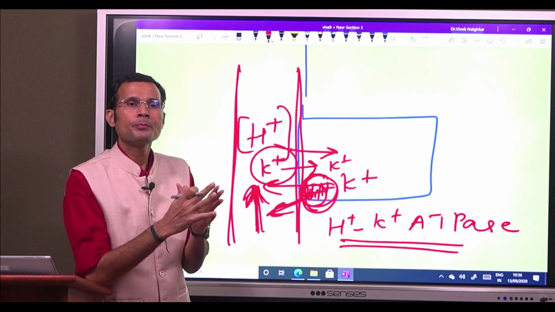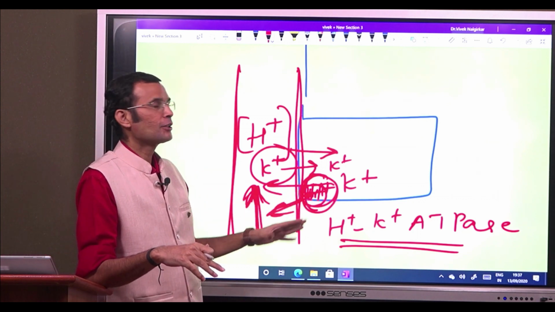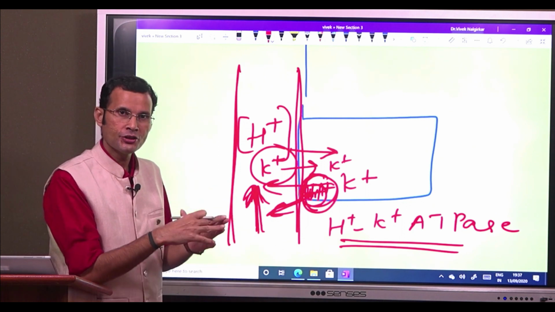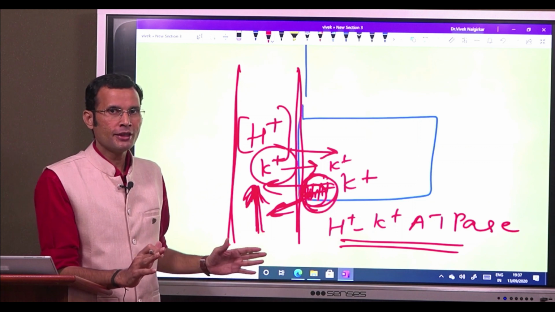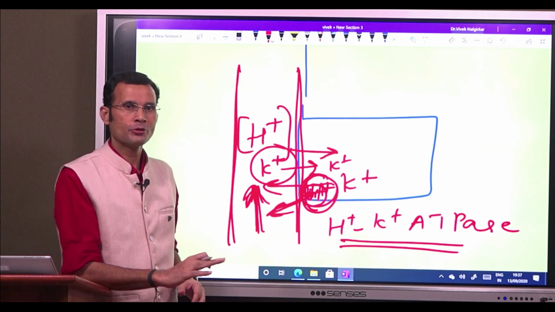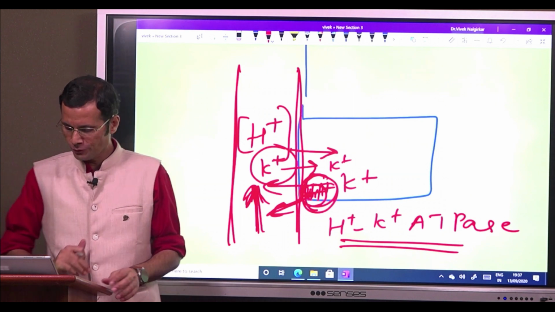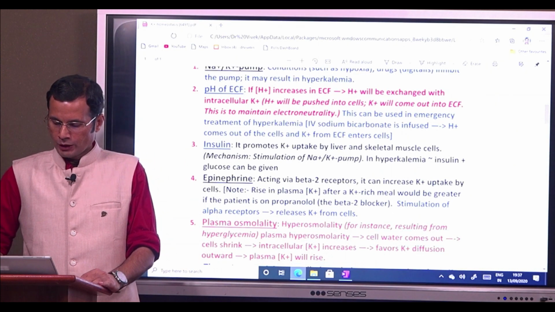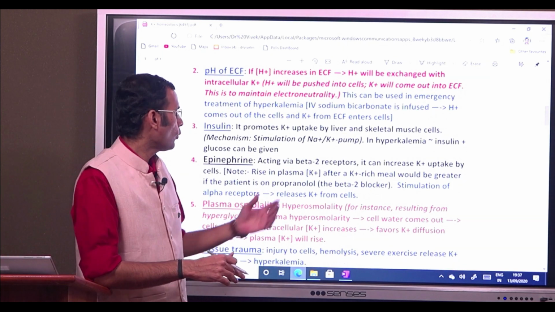Don't get wrong information by the word exchanged. I don't mean exchange here. They are moving in opposite directions. It's the pump that is causing H plus and K plus to go in opposite directions. It's not an exchanger, mind you. Right. So that's one more point.